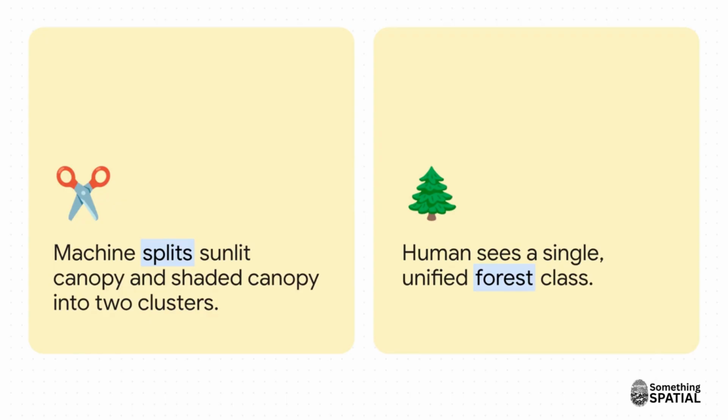Let me give you a really relatable example of how this actually plays out. It's a frustrating little thing called splitting. The unsupervised algorithm scans a wooded area and decides, okay, I'm making two completely separate clusters here. Why? Because the sunlit tops of the trees have a totally different spectral signature than the dark, shaded areas between the branches, so the machine splits them perfectly. But a human looks at that exact same area and just sees one unified class, a forest. So now you, the analyst, have to go in and manually merge those two clusters back together.